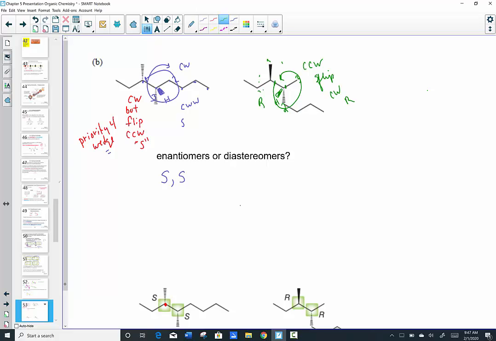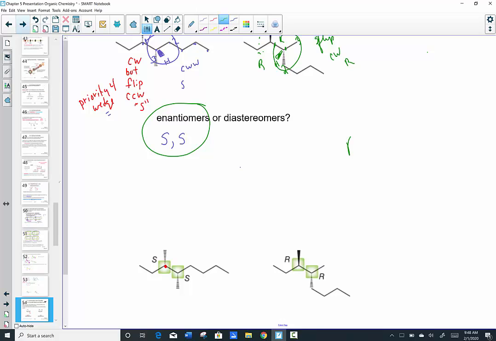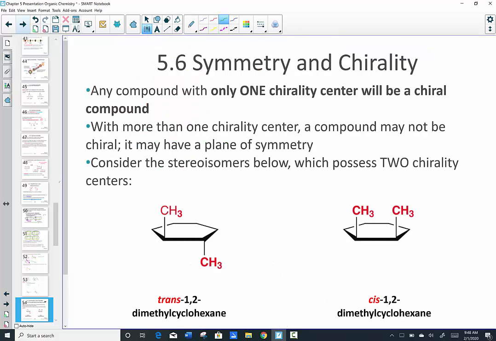So we have indeed proven with the examination of the R and S chirality system that an S, S has indeed flipped to an R, R, and therefore I now know with confidence they are enantiomers. If we started with S, S and ended up with an R, S or S, R, or for heaven's sakes, if they stayed the same, we would know that they are not enantiomers. So a couple of ways to approach those problems.